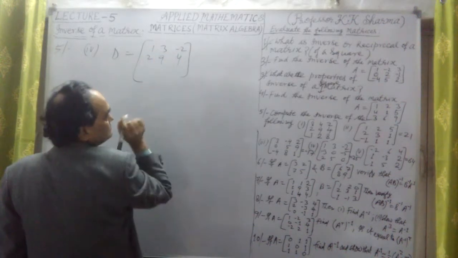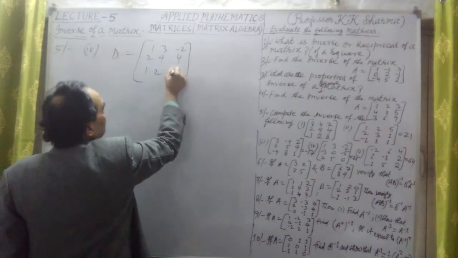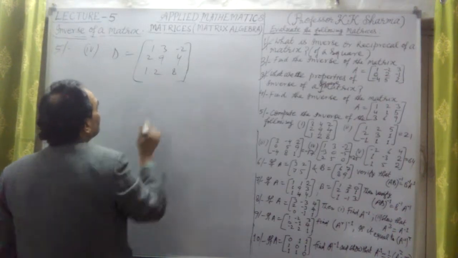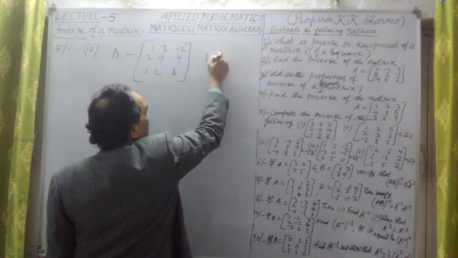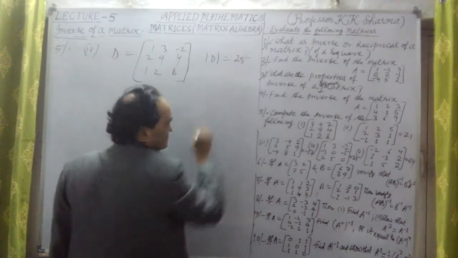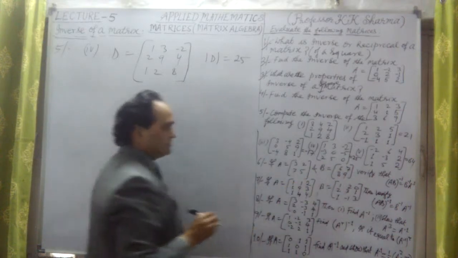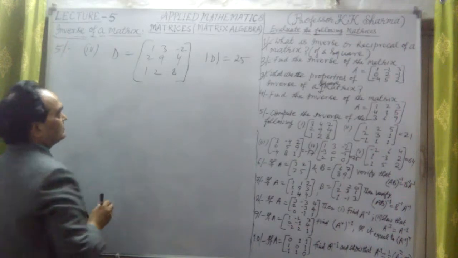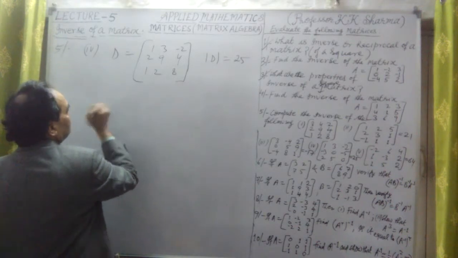9, 4, 1, 2, 8. Okay, and the determinant of D we have already calculated, it is 25. With the inverse possible, let me now find the inverse of this.